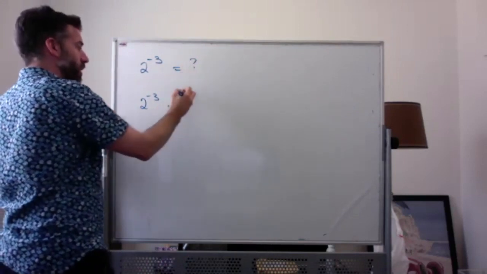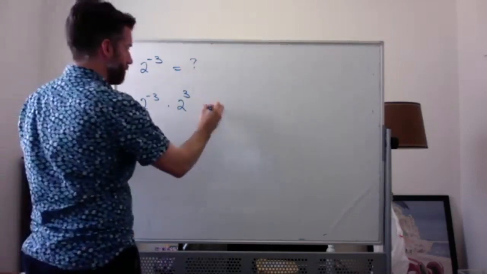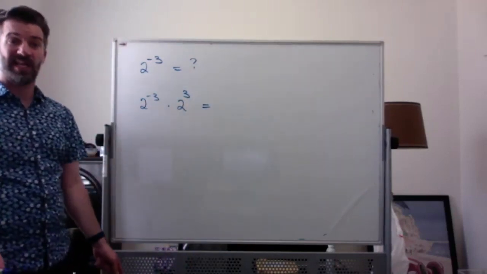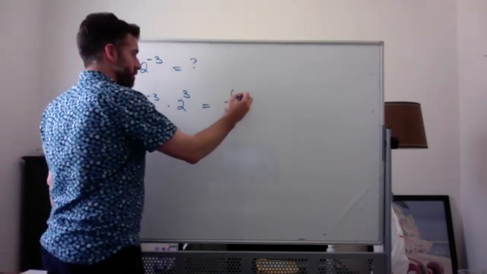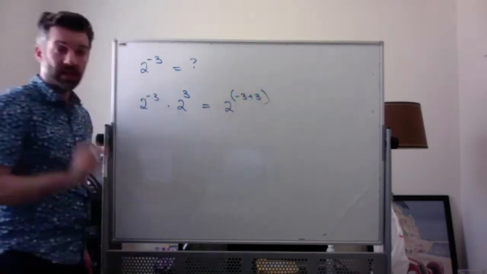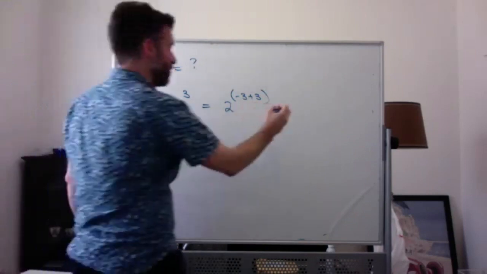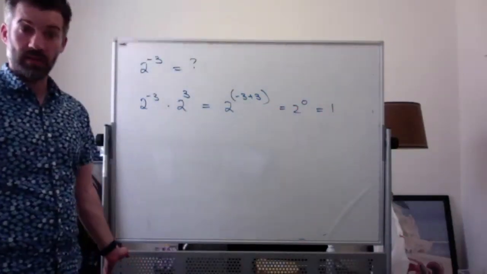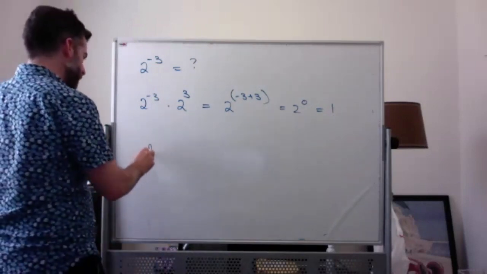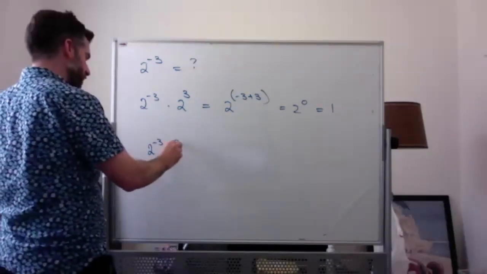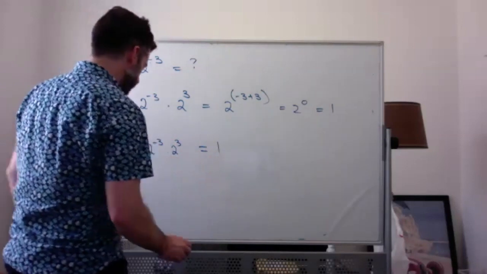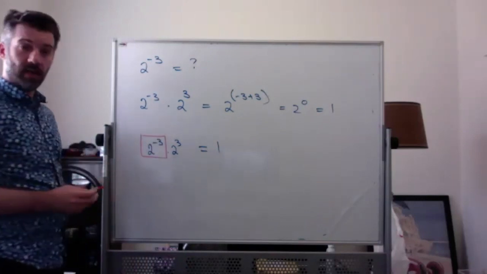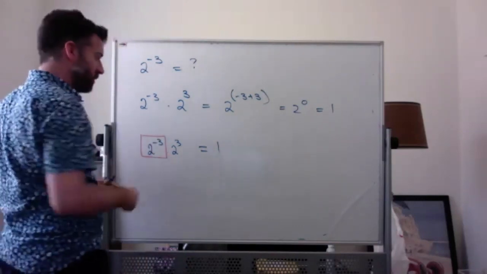So 2 to the -3rd times 2 to the +3rd. If I add those exponents, I get 2 to the -3 plus 3, which is 2 to the 0, which we know is equal to 1. So here's what I have: 2 to the -3rd times 2 to the 3rd is equal to 1. But I want just this by itself. So I'm going to divide both sides by 2 to the 3rd.